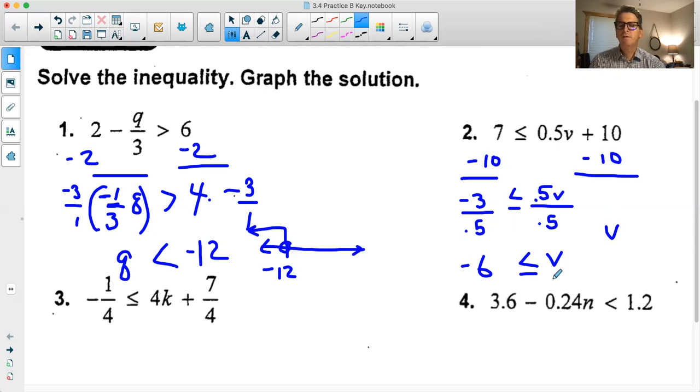I always told my students that when you have something like this where the variable is on the right, it's good practice to flip this around to have v greater than or equal to negative 6. What that does is make it easier for you to explain the solution set. So v is greater than or equal to negative 6. Negative 6 is here, and we're going to have a solid dot there and a greater than symbol going off to the right.